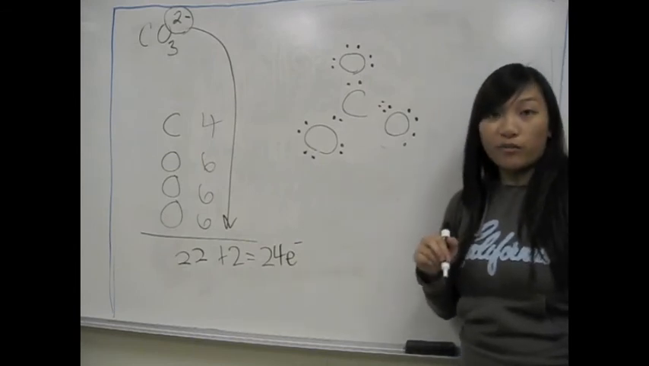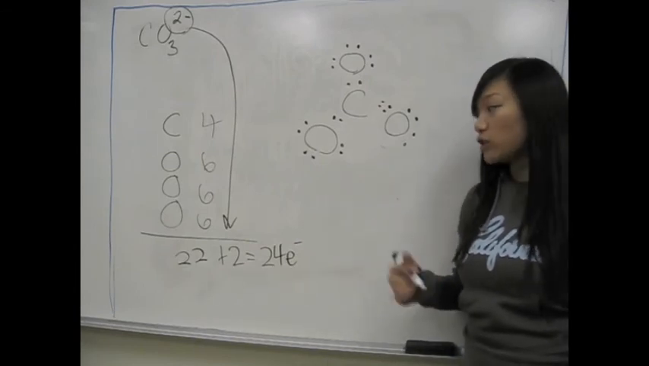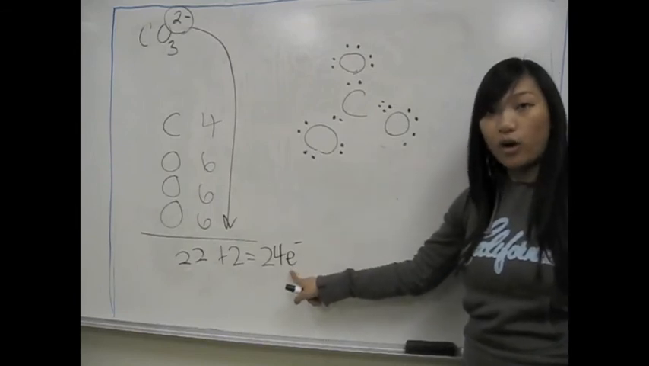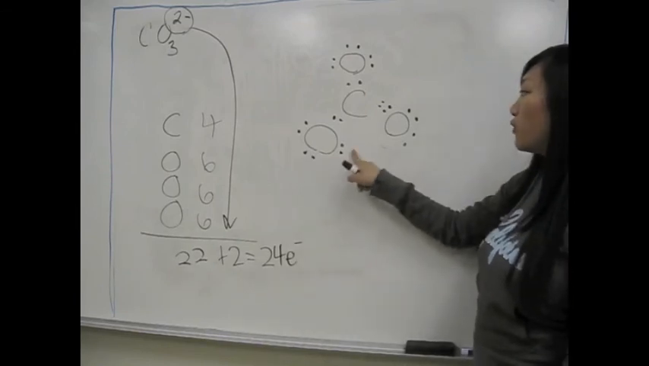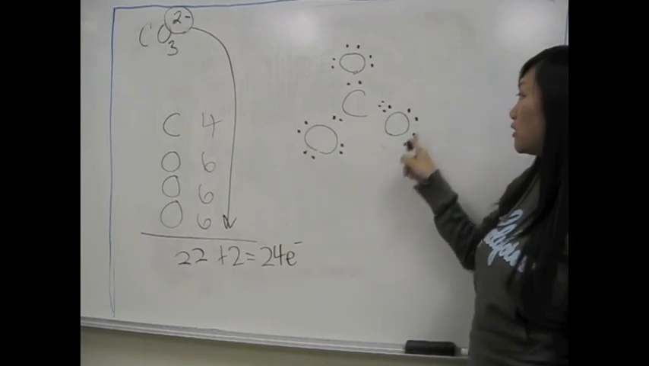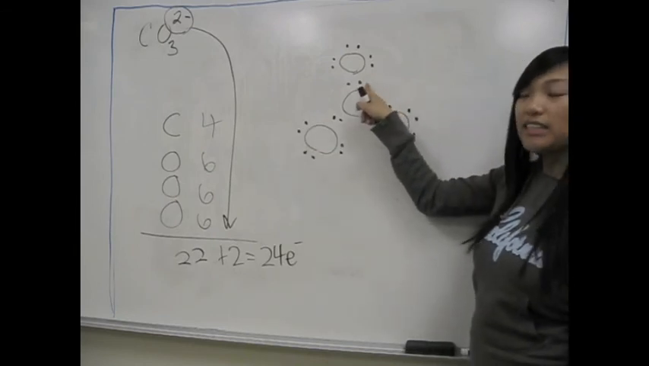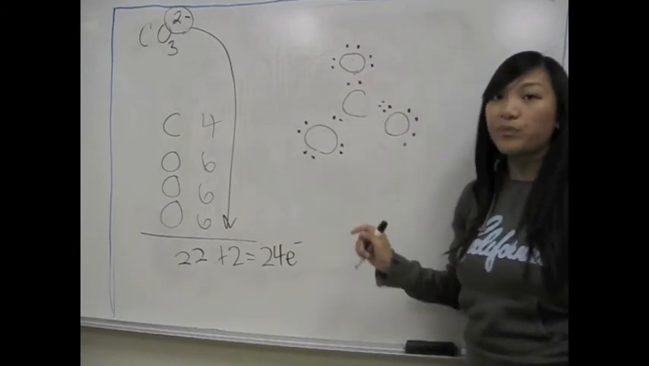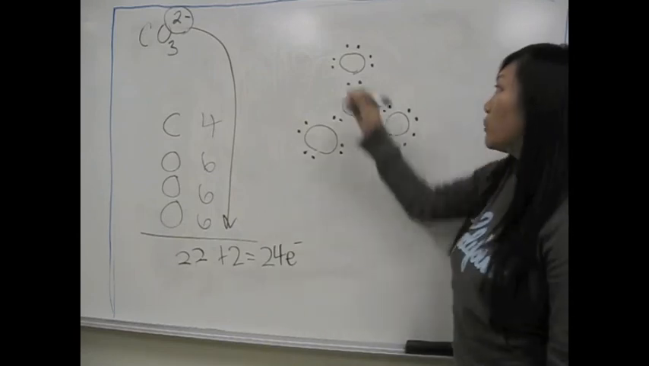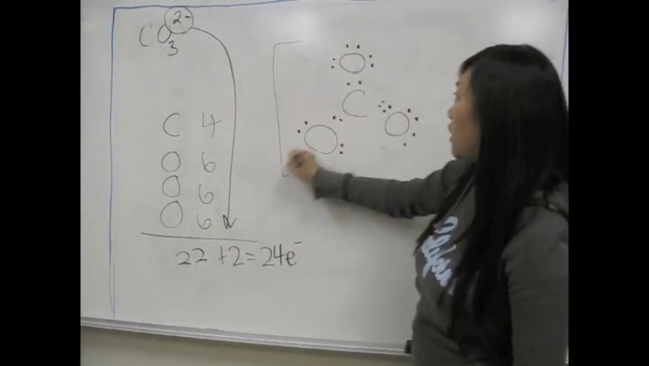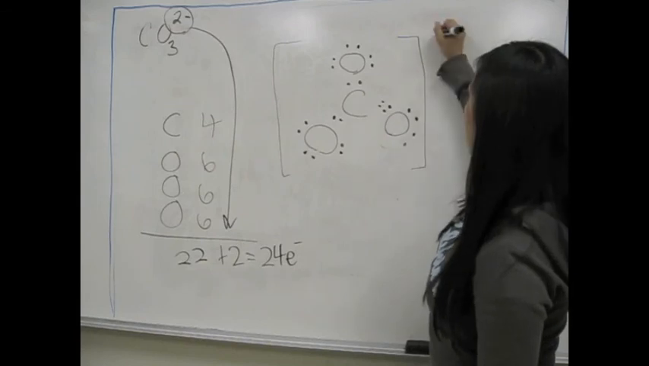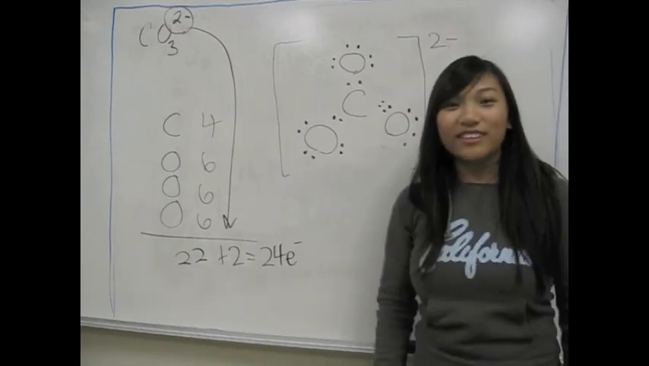But before we are finished, we must check to make sure that we have a total of 24 electrons. So we have 2, 4, 6, 8, 10, 12, 14, 16, 18, 20, 22, 24. And last of all, we must remember to put the bracket around the ion to correctly represent it. And then we're finished.